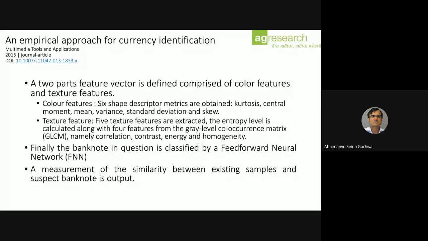Now, my next pattern identification image processing work is an empirical approach for currency identification. What we did, we extracted two-part feature vectors, color features and texture features. Color features have metrics like kurtosis, central moment, mean, variance, standard deviation, and skew. And for texture features, we calculated the entropy level for 4 features from the gray level co-occurrence matrix, namely correlation, contrast, energy, and homogeneity. Finally, the banknote in question is classified by a feed-forward neural network, and a measurement of similarity between existing samples and the suspected banknote is given as output.